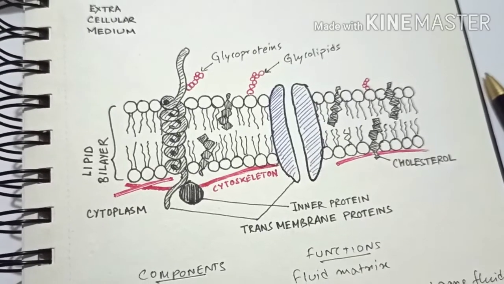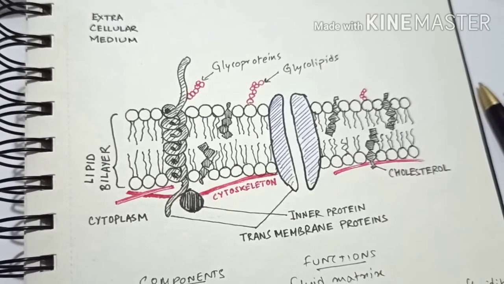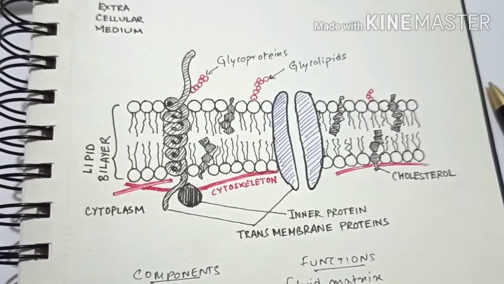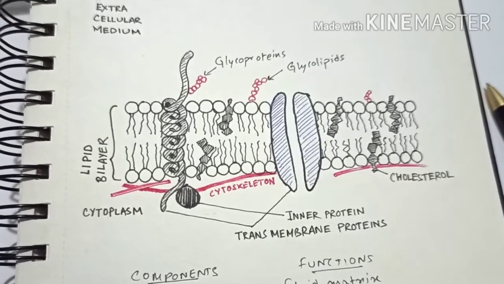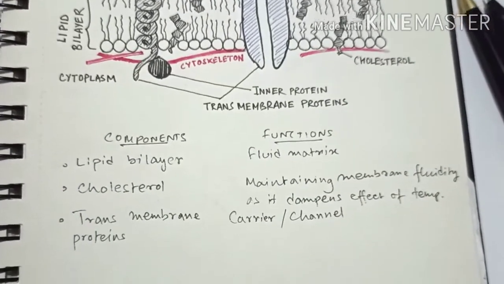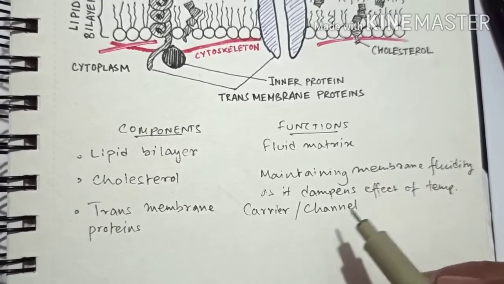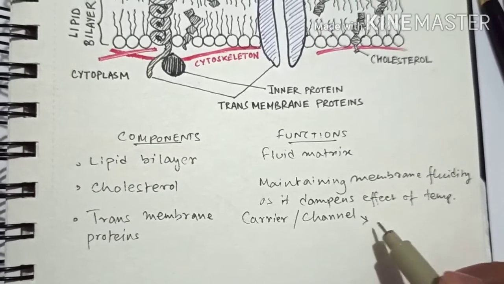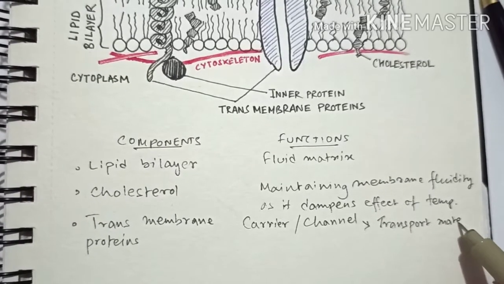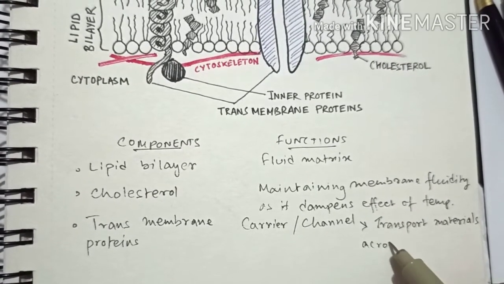Next component will be the transmembrane proteins. Now transmembrane proteins are mostly of two types. They are the carrier or the channel type, and their main purpose is to transport materials across.